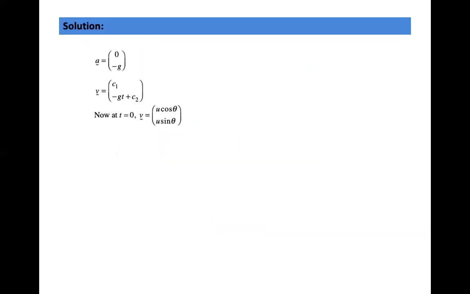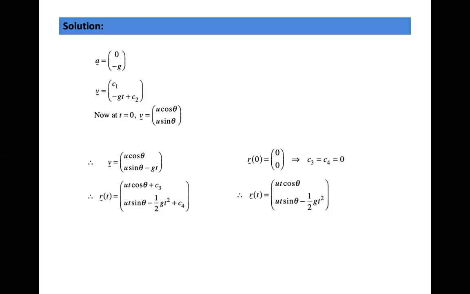So the solution, you'll note, starts with acceleration as given, (0, negative g), finding the velocity vector, and finding when t is 0, the velocity was equal to (u cos θ, u sin θ). And then from there, we could find the velocity vector once the constants were added in, and then finding the displacement vector by integrating once again. And finishing off by finding the constants C3 and C4 both equal to 0 to find the given result.